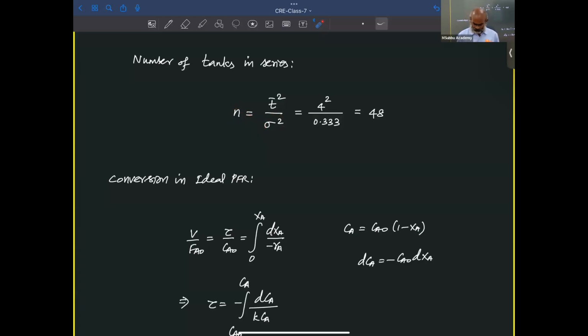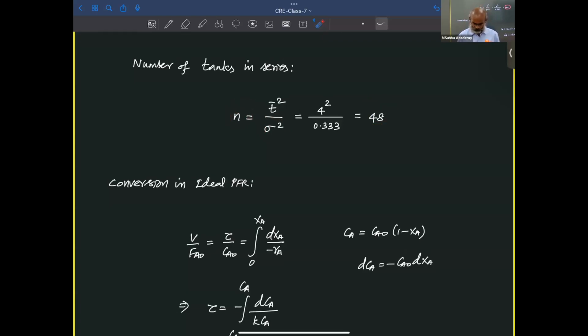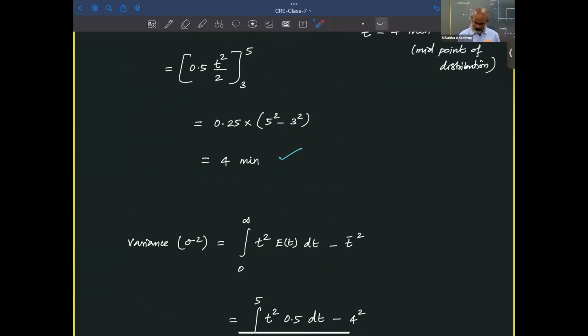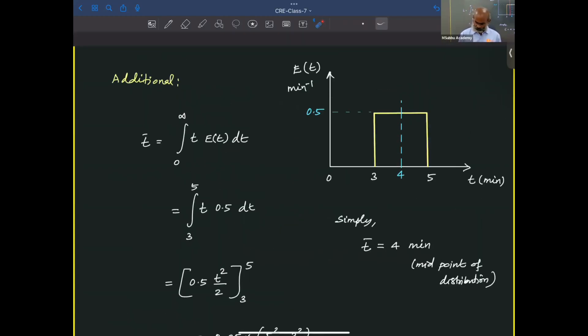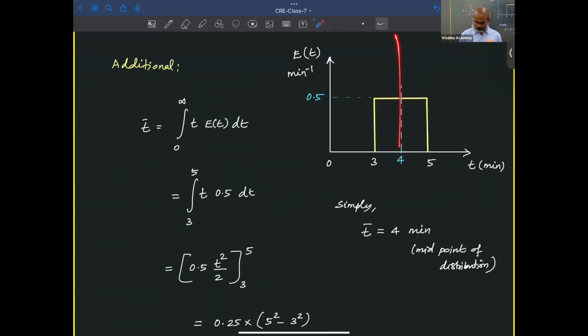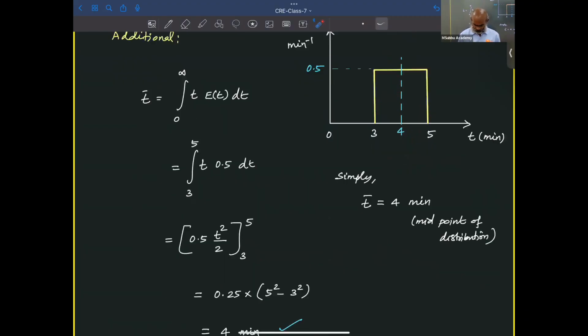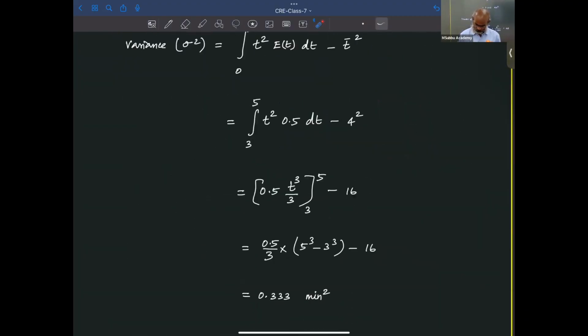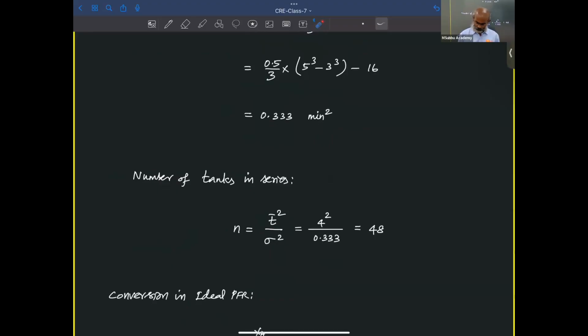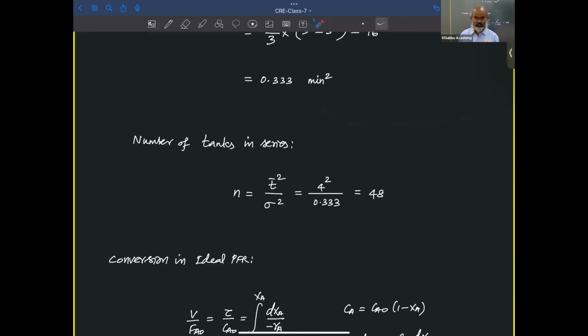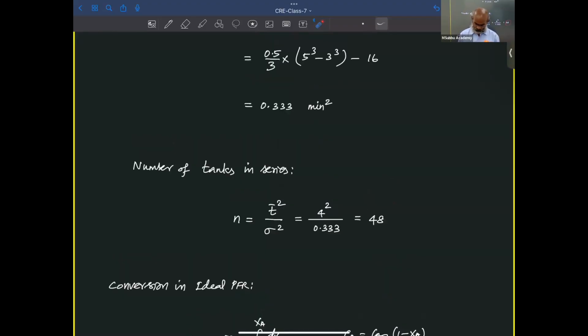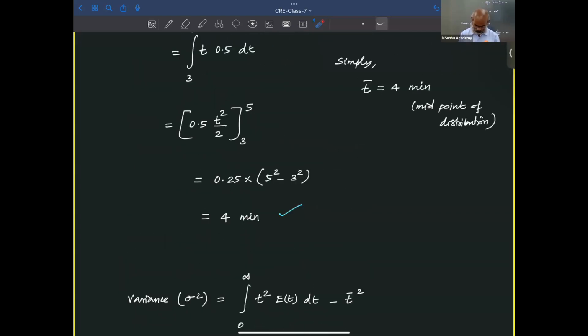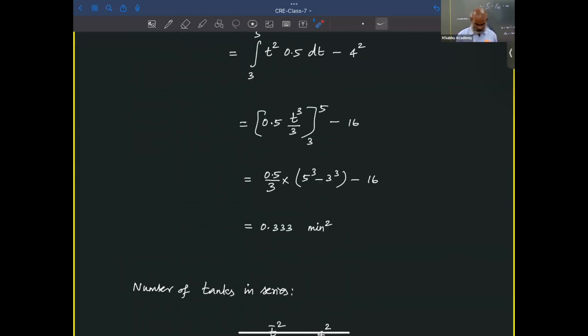Okay, so now we have the number of tanks in series coming to 48. That means this distribution is like a plug flow case. For an ideal plug flow, we would have an impulse, whereas here we have a pulse. Of course, it is coming to 48 tanks in series. If you have a large number of CSTRs in series, it approaches a plug flow case. So the number of tanks in series is coming to 48 for this problem.